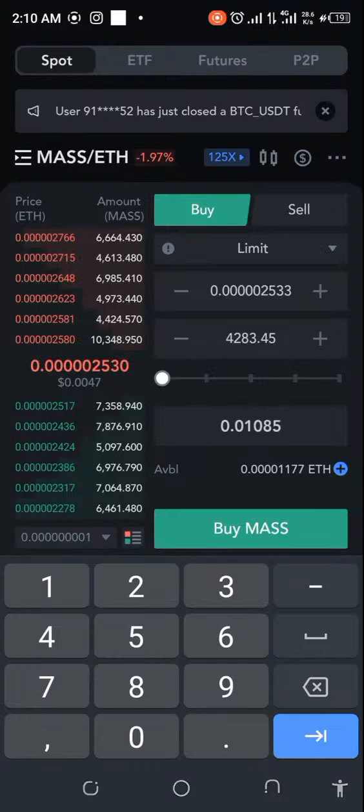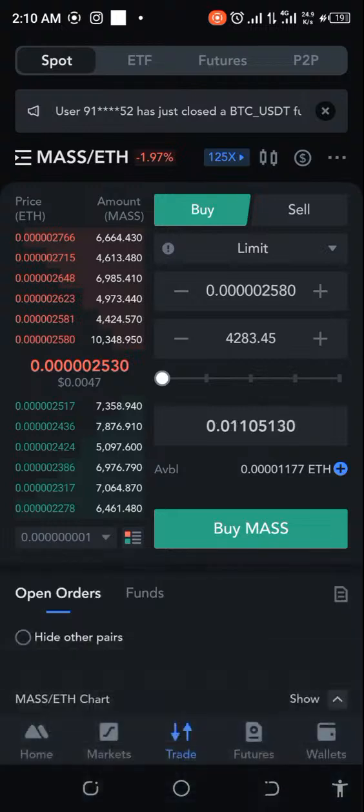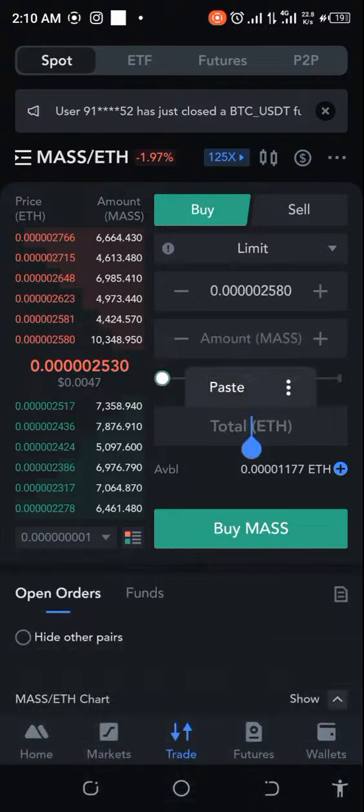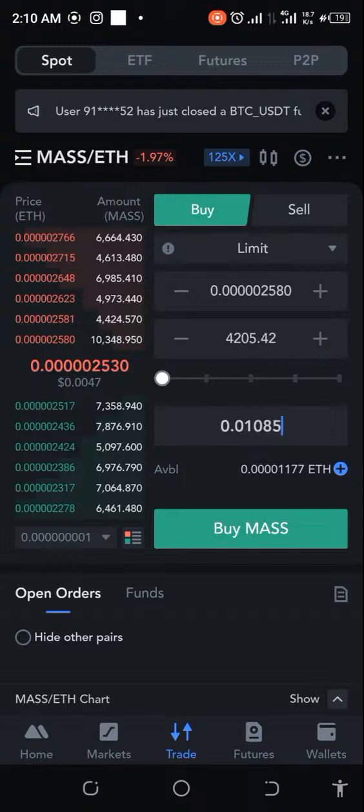We have 4283. Let's see what it is if we pick up the first spread, okay? No. We're supposed to paste that here. So with the first spread touched, let's just put the ETH here. 4205. That's really low. Anyway, let's go with the basic simulation first.